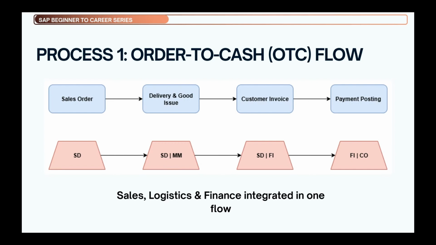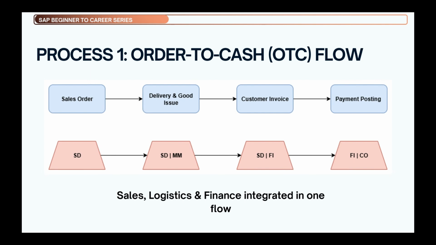This is a really simple diagram to show you how the order to cash process works in business. We call it O2C or OTC. I'm going to explain the order to cash business process. So first, order to cash starts from sales order.